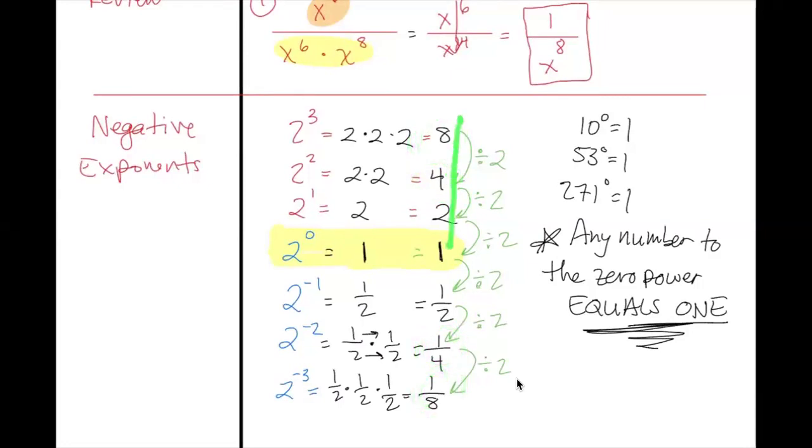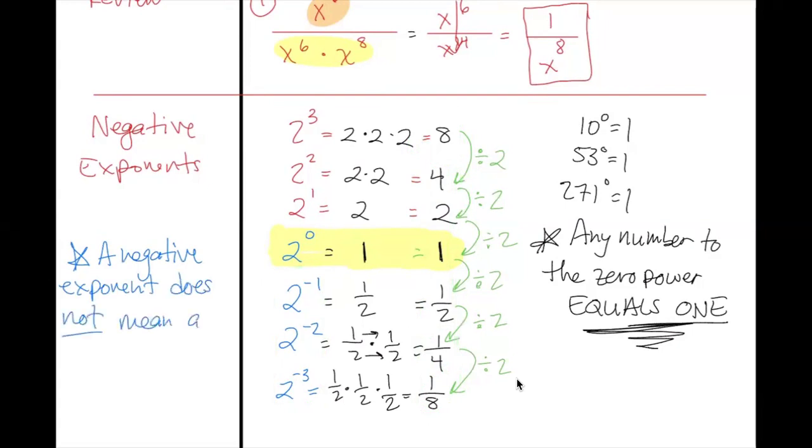None of our answers are negative, but we have negative exponents. So here's a key thing here. I'm going to write this down: a negative exponent does not mean a negative answer. It means a fraction. A negative exponent does not mean a negative answer. It means a fraction.